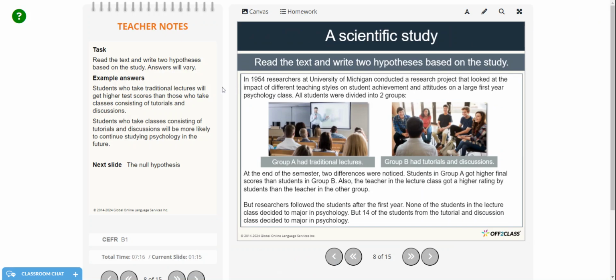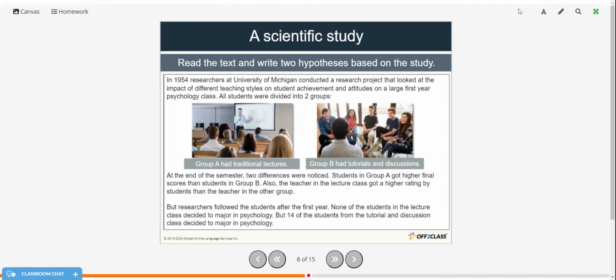So, some example answers, and your answer could be different. There could be more than one correct answer, but students who take traditional lectures will get higher test scores than those who take classes consisting of tutorials and discussions. Students who take classes consisting of tutorials and discussions will be more likely to continue studying psychology in the future. So those are a couple of example hypotheses.